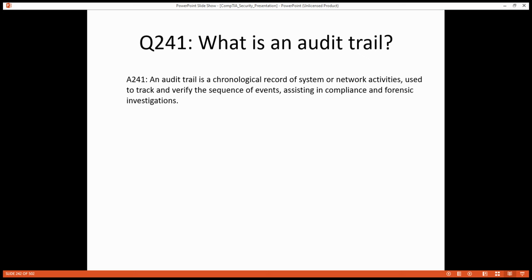Q241. What is an audit trail? A 241. An audit trail is a chronological record of system or network activities used to track and verify the sequence of events, assisting in compliance and forensic investigations.